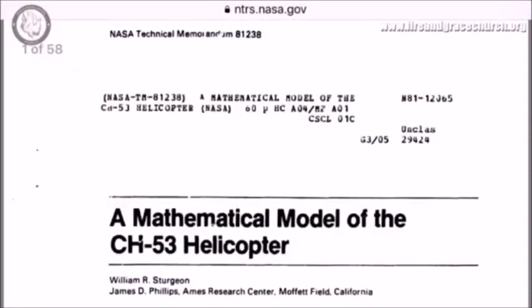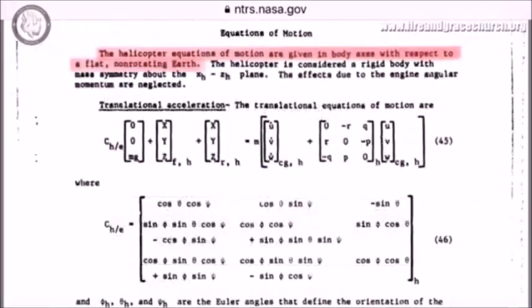What's this one? This is NASA Technical Memorandum, NASA.gov, mathematical model of a CH-53 helicopter. You guys know a helicopter pilot, right? So here's the NASA manual on that. Ames Research Center, Moffett Field, California. Equations of motion. The helicopter equations of motion are given in body axes with respect to a flat, non-rotating Earth. Meaning the helicopter takes off, it doesn't have to worry about the Earth spinning below it.